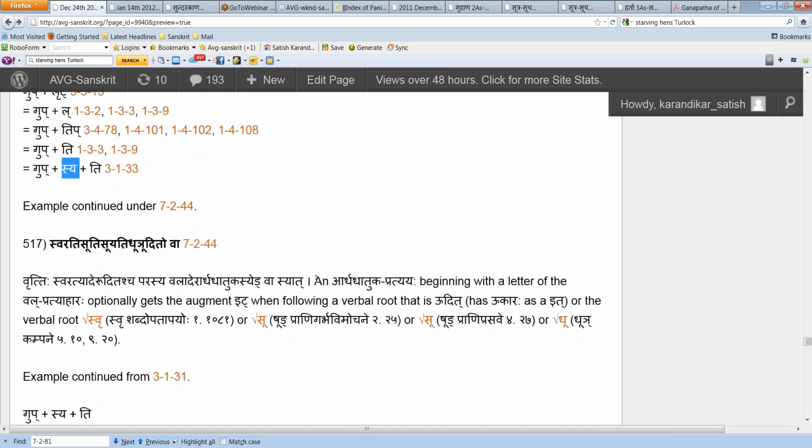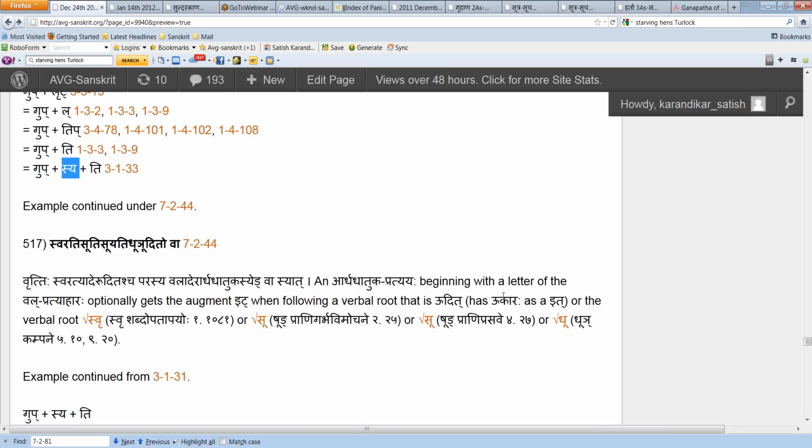So the Vritti says, svaratyadehe uditascha parasya, this is panchami, valade ardhadhatukasya id vasyat. So a pratyaya which is sanya of ardhadhatukam, beginning with a vowel letter. That vowel letter is always there. Without a vowel beginning pratyaya, there is no idagama. Remember that one simple thing. It has to begin with a vowel letter. Other things we see later.